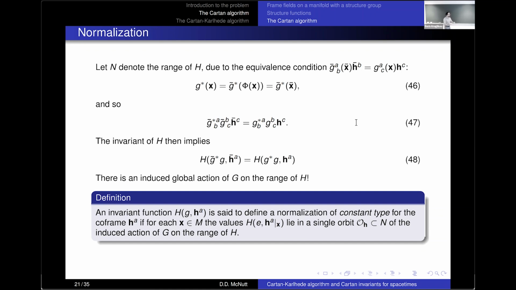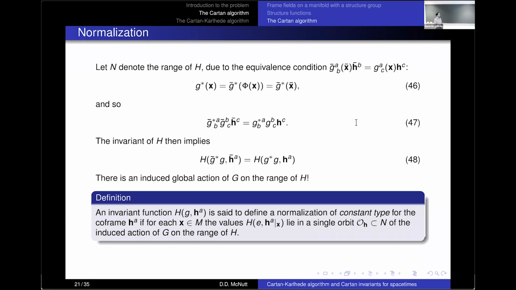So I have a group acting here on the first entries of H. So I have an induced global action on the range of H. I can control what's happening. And so I need to impose something. And again, this is reasonable. One can explore what happens when this isn't the case, but I will invoke it.